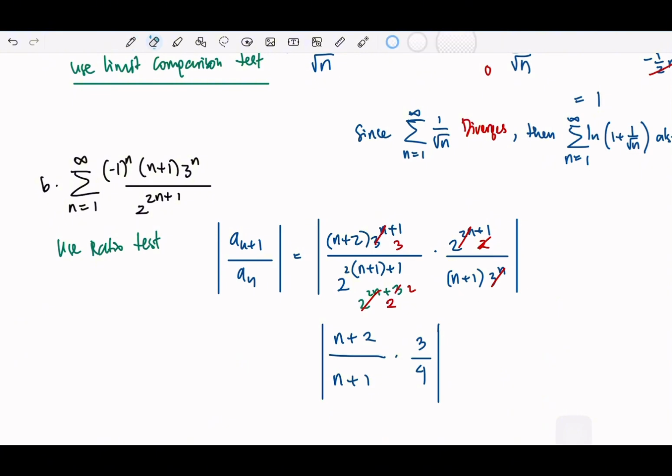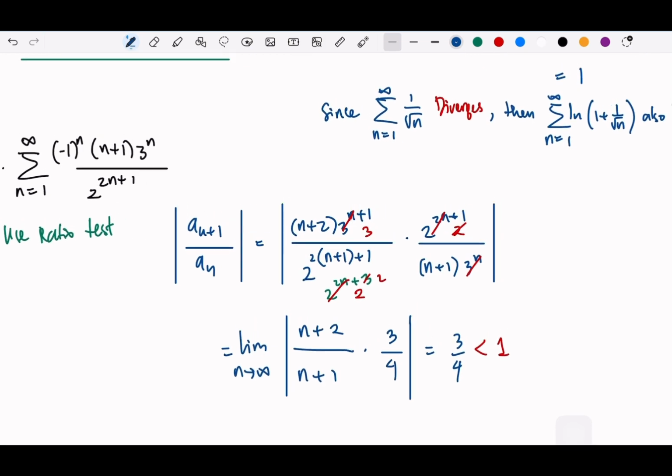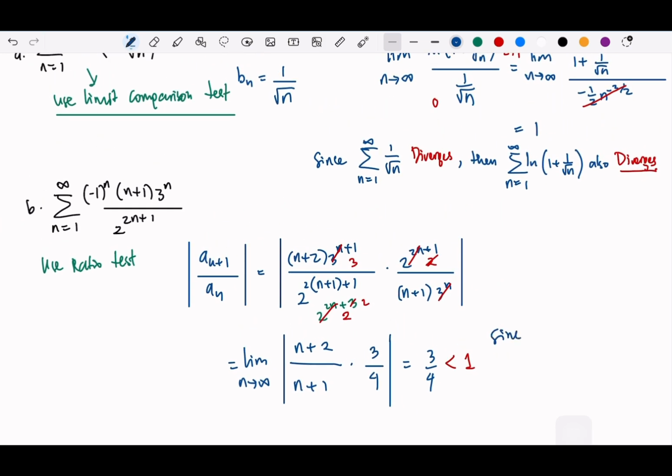So taking limit, as n increases, this will be equal to 3 over 4, which is less than 1. By the ratio test, since this is less than 1, this will converge, right? Since it is less than 1, then the series, we can directly say, is absolutely convergent.